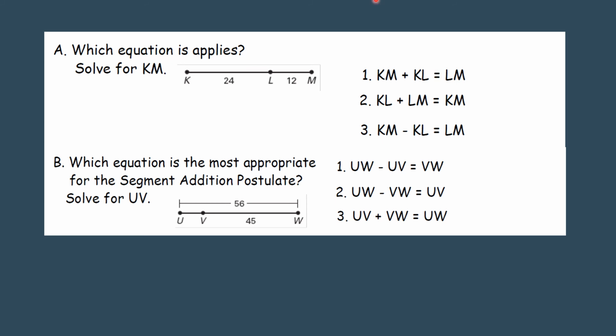And so we have three choices over here. Are you going to do KM plus KL to get the length of LM? Are you going to do the length of KL plus the length of LM to get the length of KM? Or are you going to do the length of KM minus the length of KL equals the length of LM? Which of those would you use to solve for KM using this diagram? You can either pause, or I'll give you a couple of moments to make that decision.